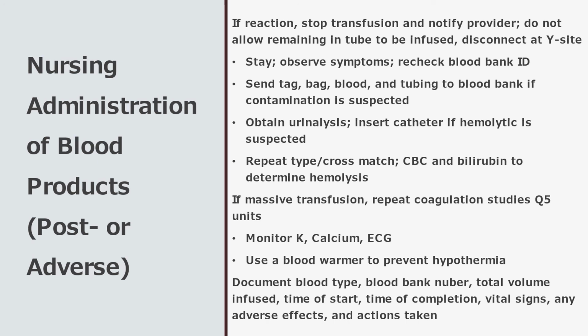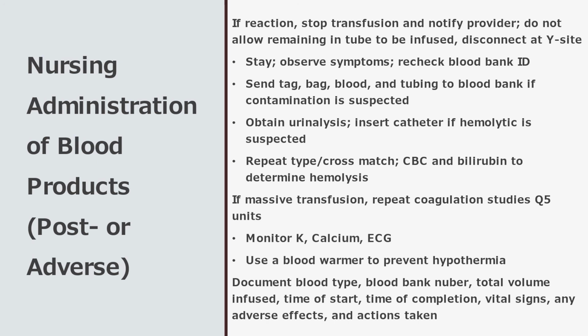So it might be necessary to go ahead and just insert a catheter while we're observing their urine and their kidney function. We're going to need to then repeat their type and cross match just to make sure that there wasn't an error, it wasn't input on the wrong client, and so the record shows that she's AB positive when really she's only A positive.